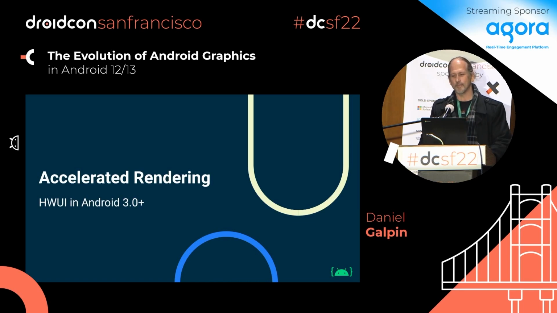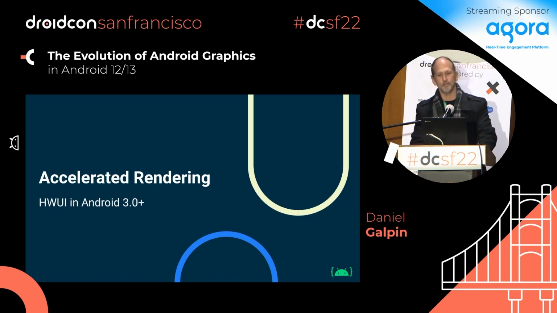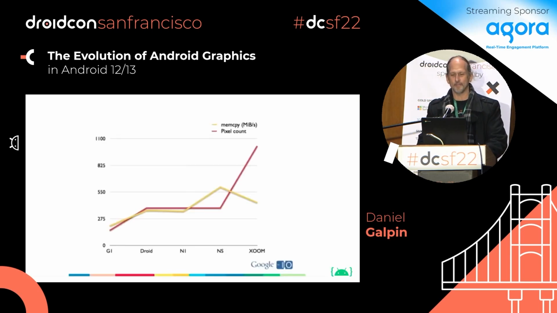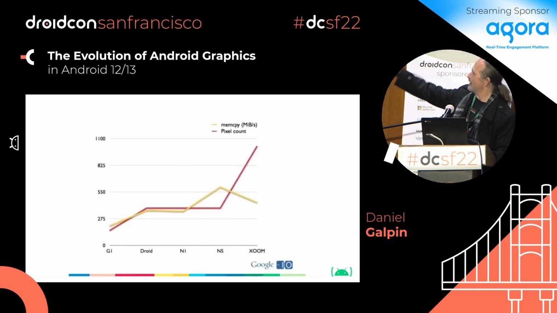So let's talk about accelerated rendering, which means you have to go back to Android 3.0, which was all about bringing Android to tablets. And this is really a big problem. I mean, I stole this slide. I'm not going to make this again.